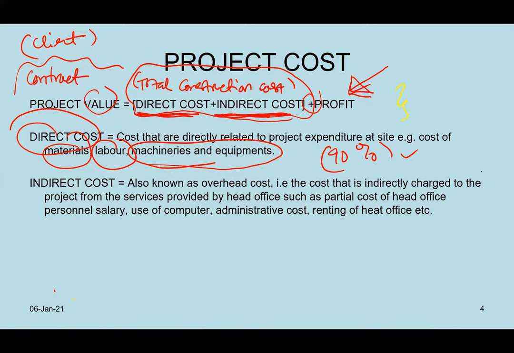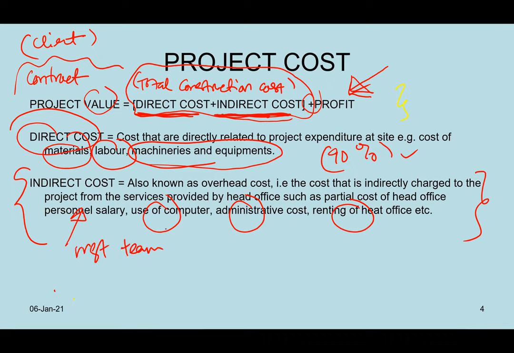Then the rest will go into what we call indirect costs. What could be the indirect costs? Administrative, the computer usage plus the internet, renting, and then partial cost of headquarters. Even the headquarters of the contractor, some portion is paid based on a project. And then personnel salary other than labor. This is what we call the management team.